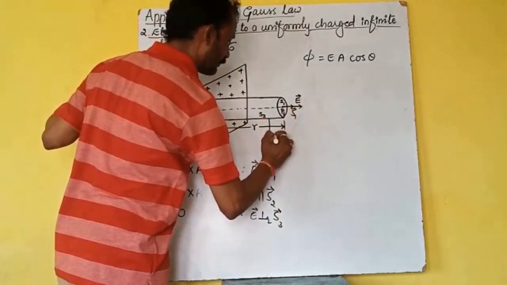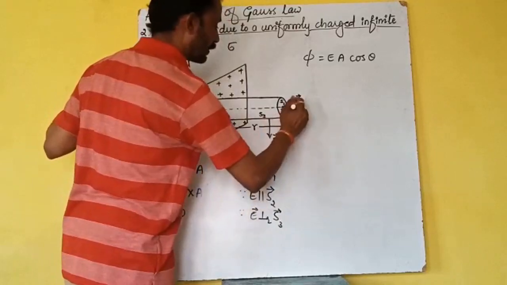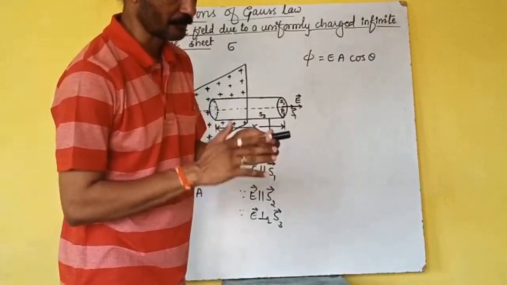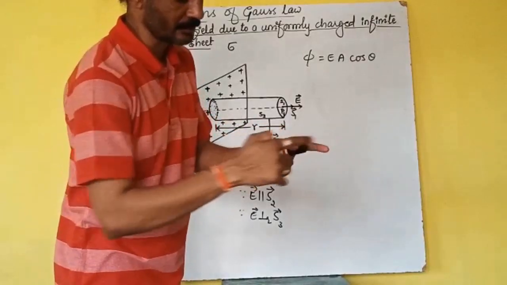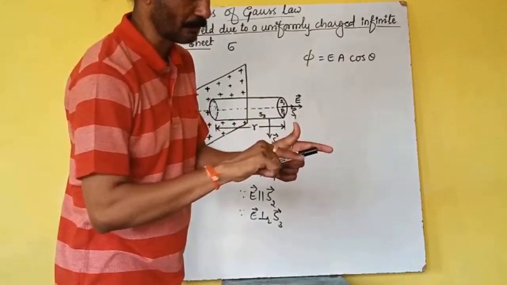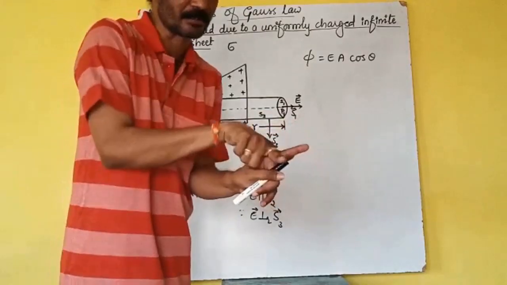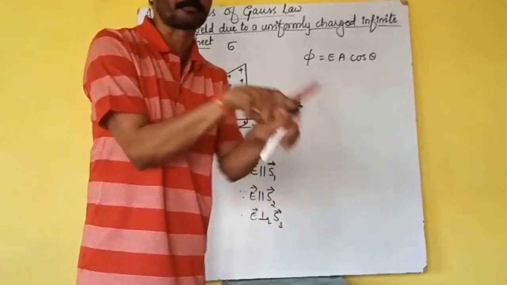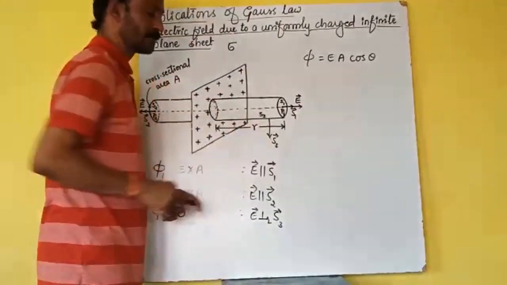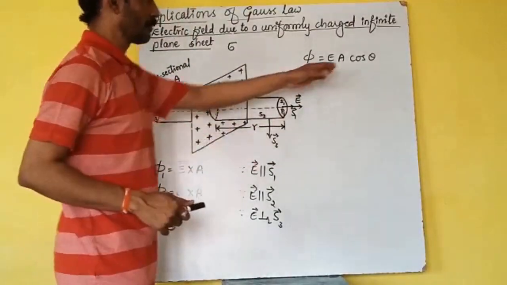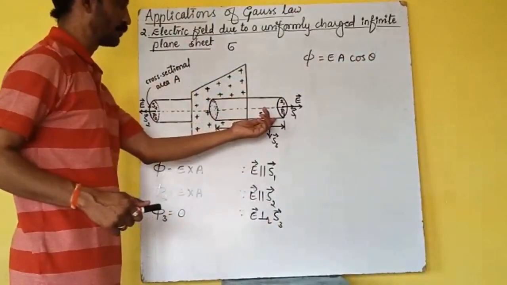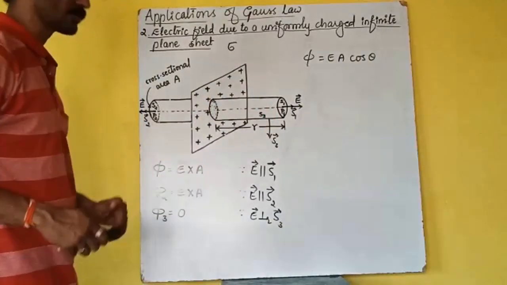Here the S3 vector is perpendicular to the area vector. If we consider this curved surface, we know that the electric field is along this direction. For the curved surface, the area vector is perpendicular to the surface, that is, along this direction. The angle between the electric field vector and the area vector of this surface is 90 degrees. Cos 90 degrees is 0, and 0 times anything is 0. Therefore, the electric flux through the curved surface S3 is 0.